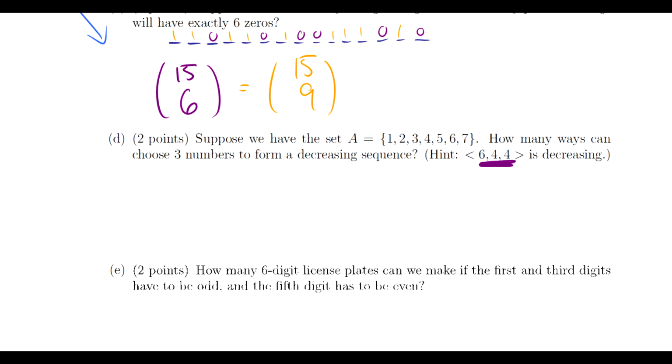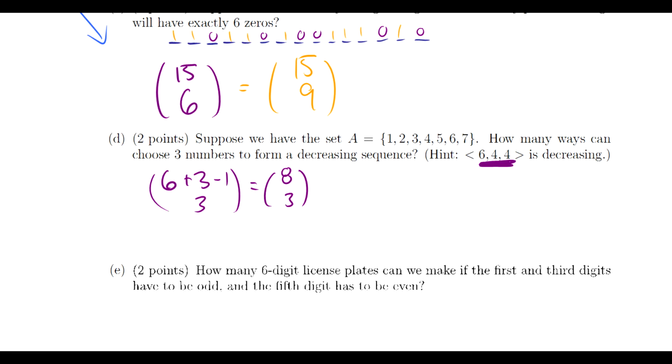So this is like saying that 6 plus 3 minus 1 choose 3. This is just equal to 8 choose 3. Because we're just doing combinations with repetition.